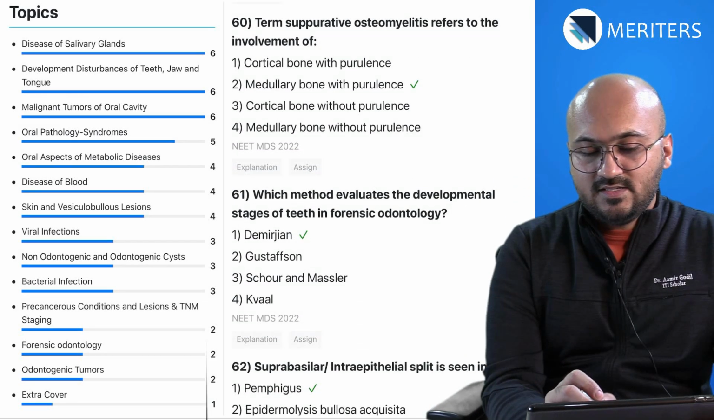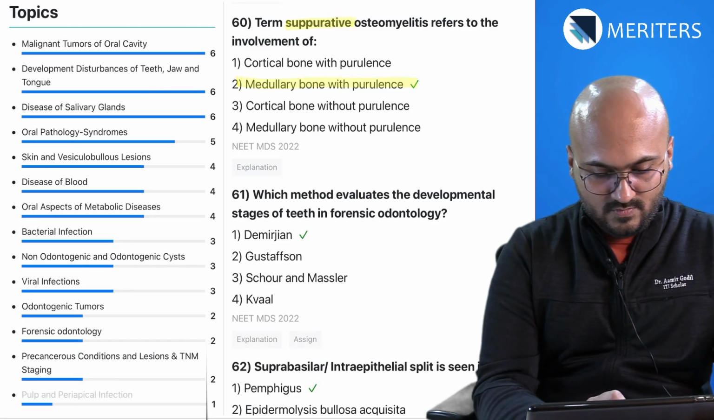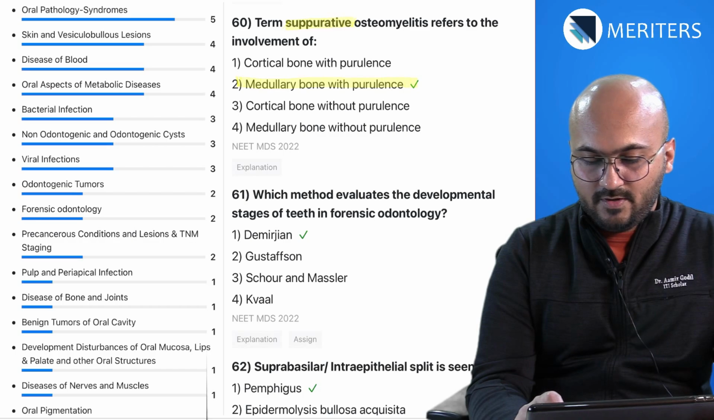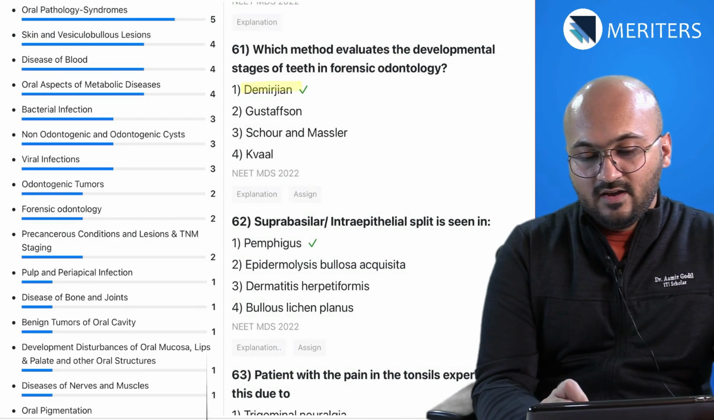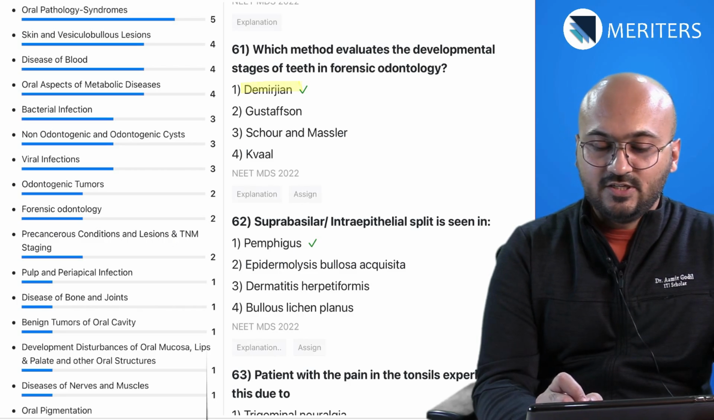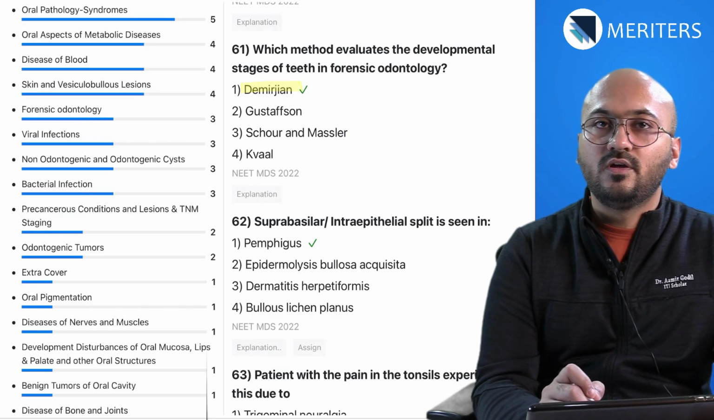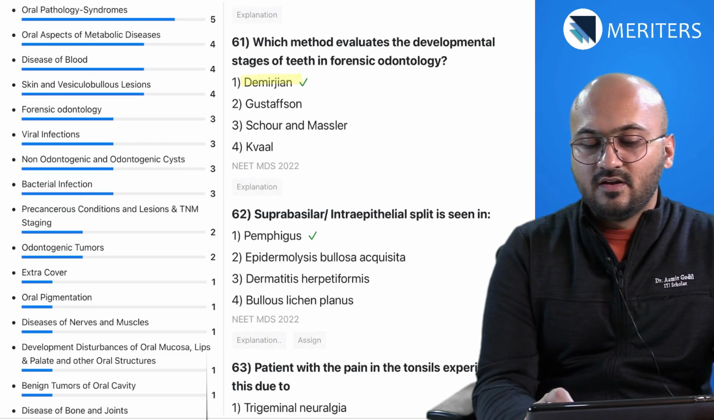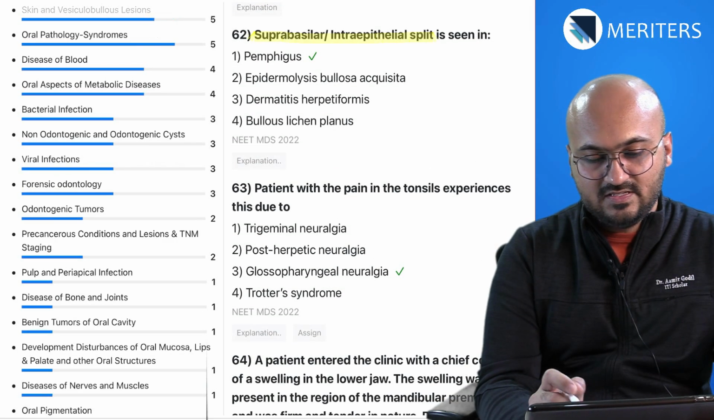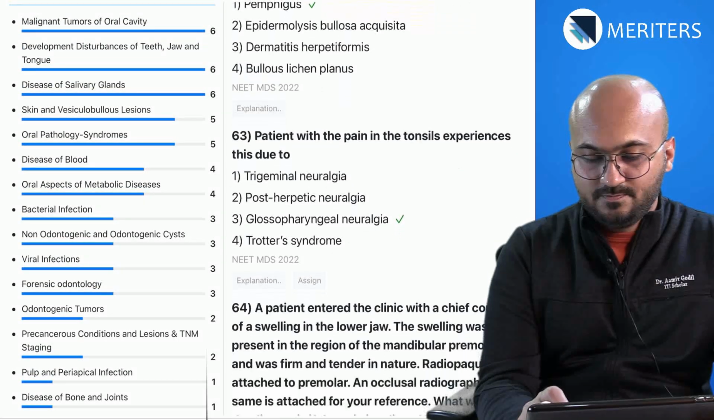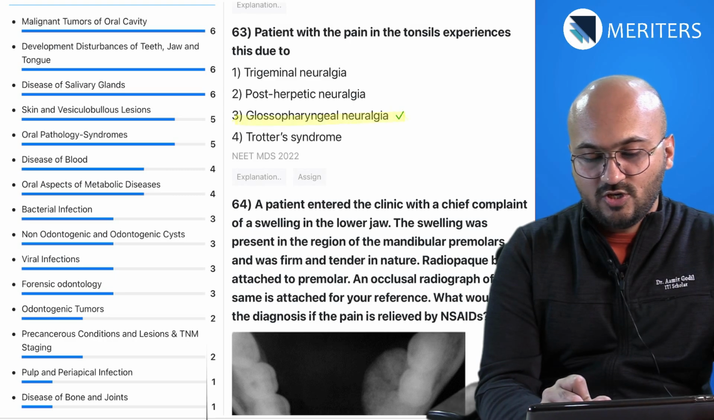Then osteomyelitis, the suppurative word refers to involvement of medullary bone. So that's pulp and periapical. Then a question on Demirjian method of staging teeth with regards to forensic odontology, one of the most popular methods in NEET MDS questions. Suprabasilar and intraepithelial split, pemphigus, classic question. Patient with pain in tonsil experiences this due to glossopharyngeal neuralgia.